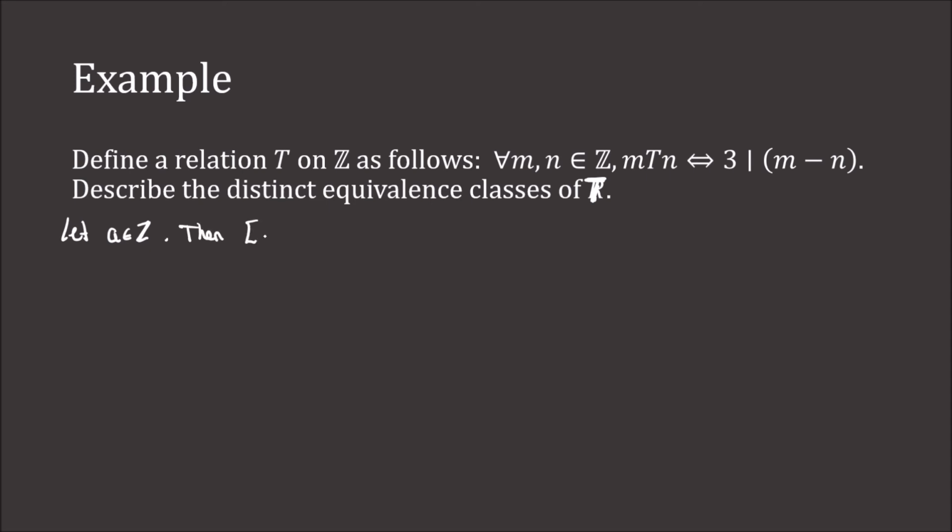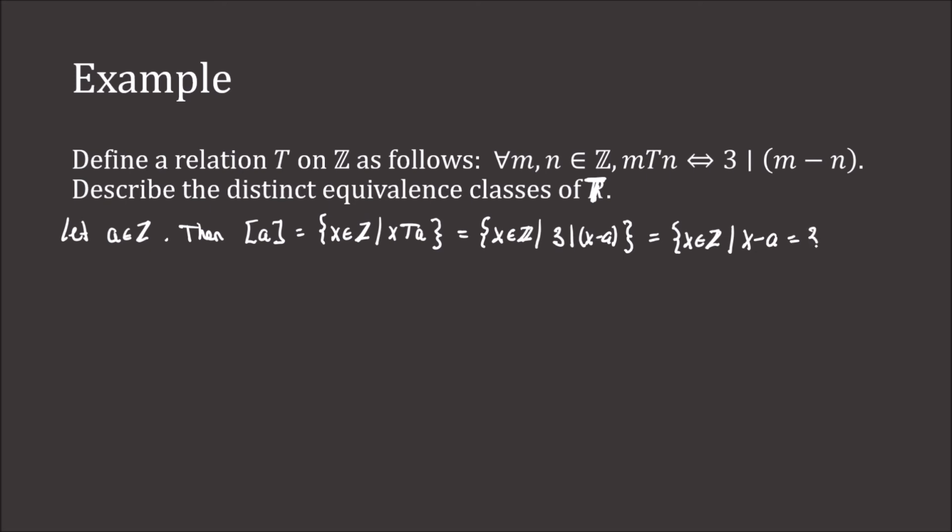Then the class of a is equal to the set of all integers x such that x is related to a, and by definition of T, this is the set of all integers x such that 3 divides x minus a. Another way to write this then is the set of all integers x such that x minus a is equal to 3q for some integer q. Right, that is by definition of divides. And so we can write this as the set of all integers x such that x is equal to 3q plus a for some integer q.